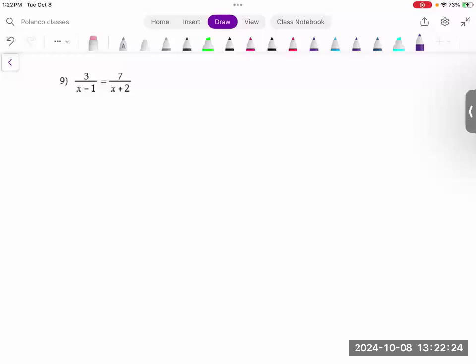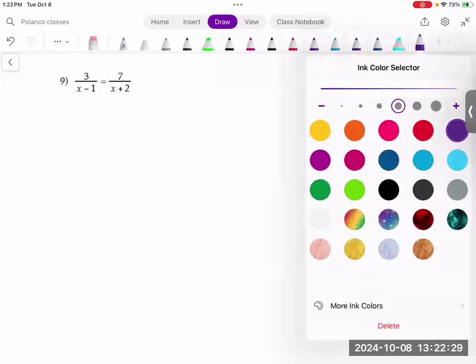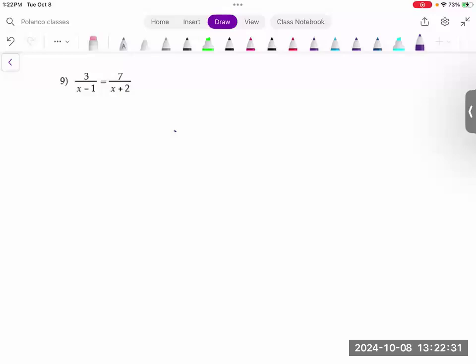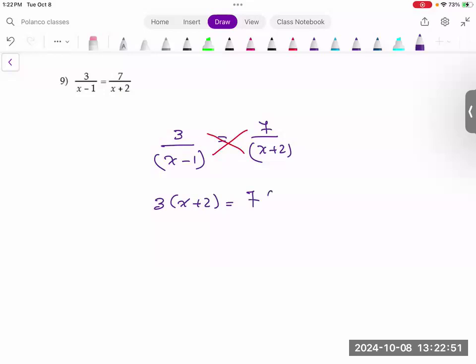Okay, number 9. This is simply cross multiplication, right? So what you're gonna do is, yeah, you do the parentheses first. So 3 divided by x minus 1, put parentheses in here. And 7 divided by x plus 2, put parentheses here. So now you can cross multiply, right? So if you cross multiply, this is going to be 3 times x plus 2 equals 7 times x minus 1. Make a distribution, 3x plus 6 equals 7x minus 7.